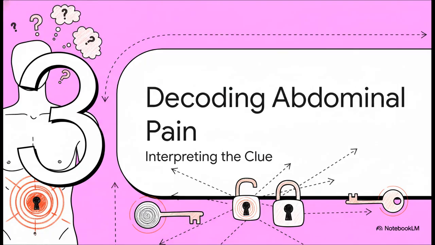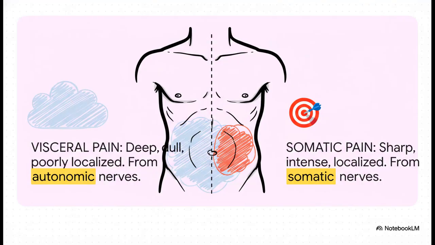Now, in an acute abdomen, pain is almost always the central clue. It's the big one. But just knowing it hurts doesn't help you much. See, not all pain is created equal, and learning to decode its specific character, that is how you're going to crack the case. So here's the first major distinction you absolutely have to understand: the difference between visceral and somatic pain.